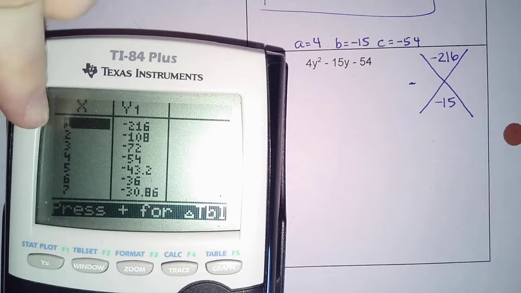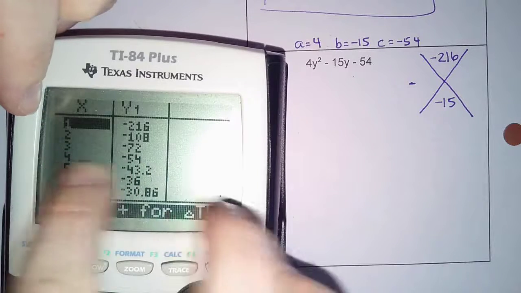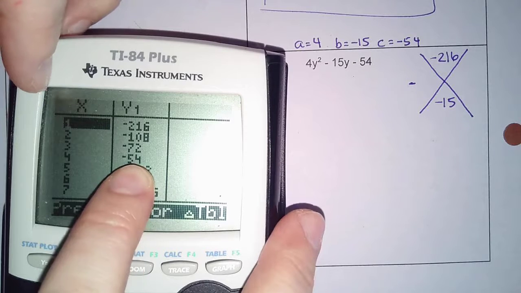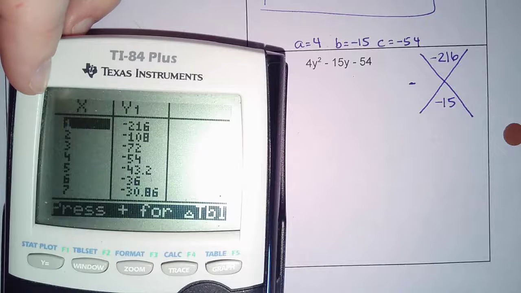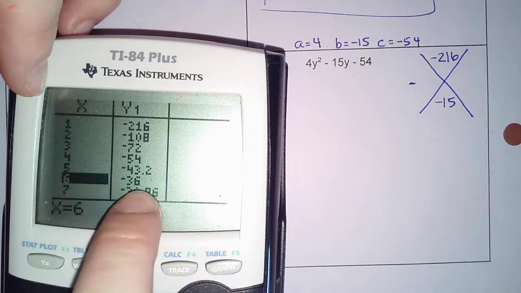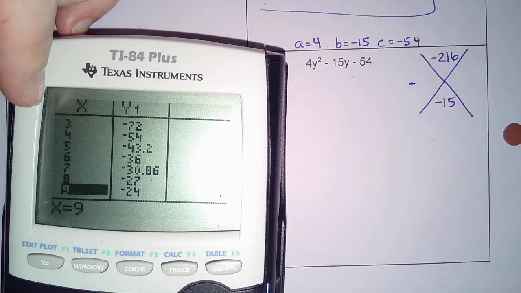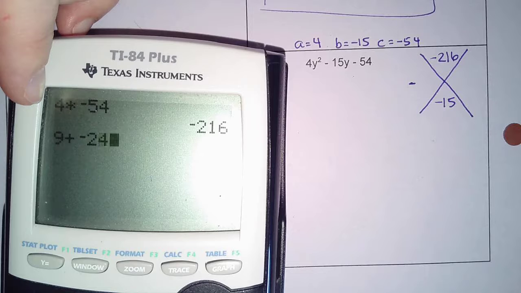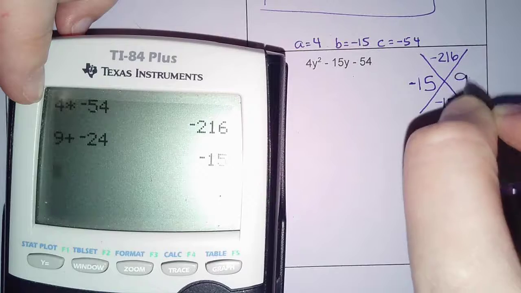So I'm going to add these. I need them to be 15 apart to be even close. So like 4 and negative 54, those are 50 apart. So when I add them together, I get negative 50. So we need them closer. So here, 6 and negative 36, that's negative 30. So getting closer. 8 and negative 27, negative 19. 9 and negative 24, that is negative 15. If you need to check, second quit, 9 plus negative 24, negative 15. So negative 24, positive 9.